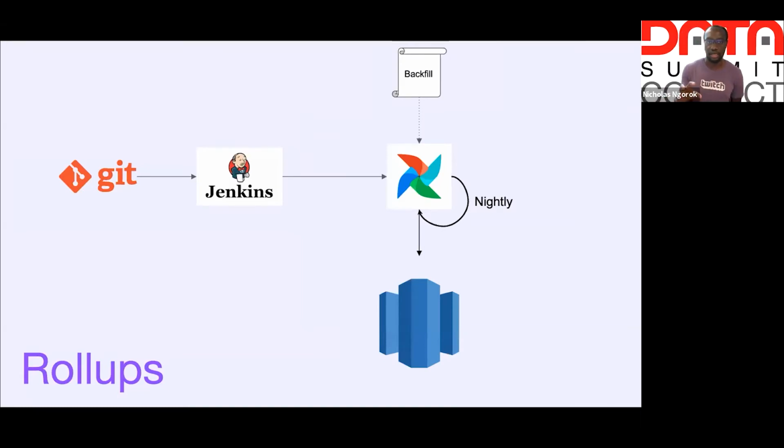And this is a high-level architecture of what we used. What we had analysts do is write the SQL for the aggregate they cared about in a Git repo, merge it, it gets built in Jenkins, and then deployed to our Airflow server. And then our Airflow would run on a nightly basis and actually run the SQL in our Redshift cluster.